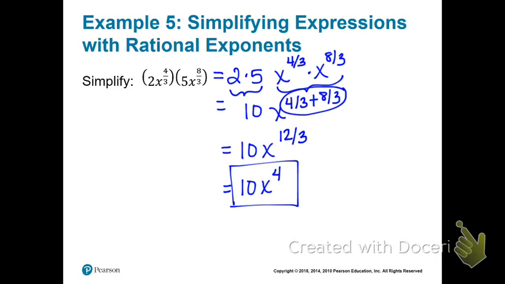As far as adding the exponents there, guys, if you need to use your calculator to help you with the fractions, you can. I don't mind. If it comes out that it's a decimal answer, though, make sure you change it back to a fraction. Don't leave it as a decimal.